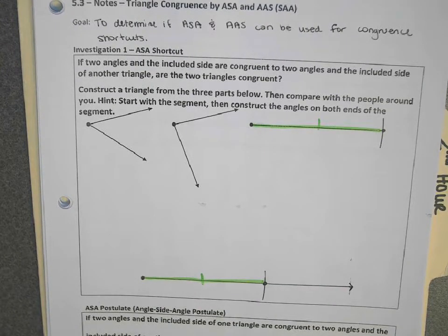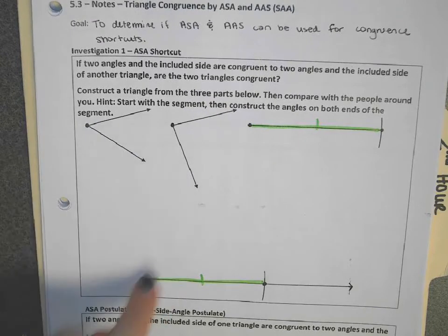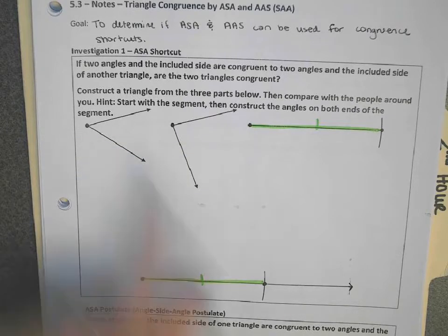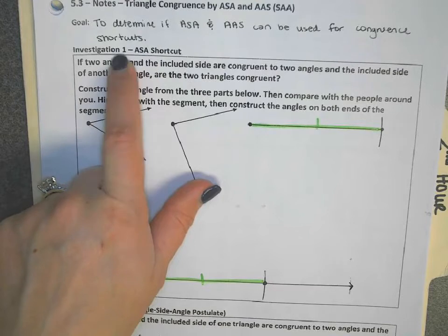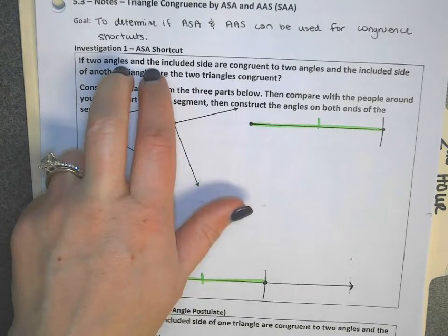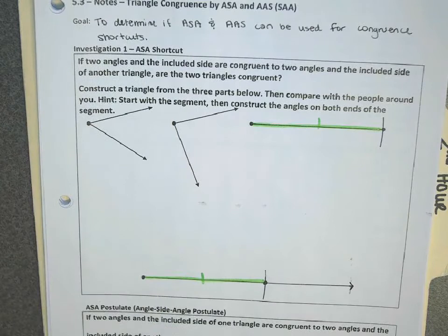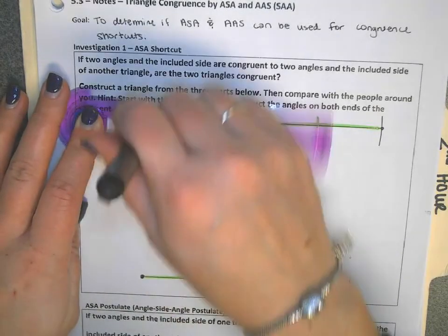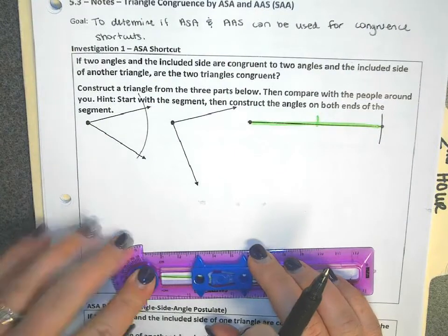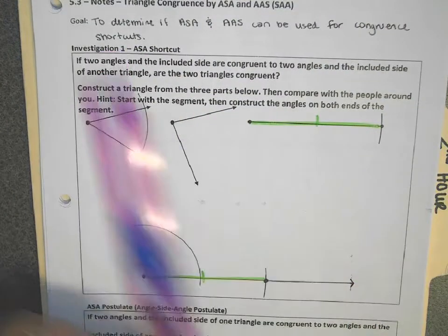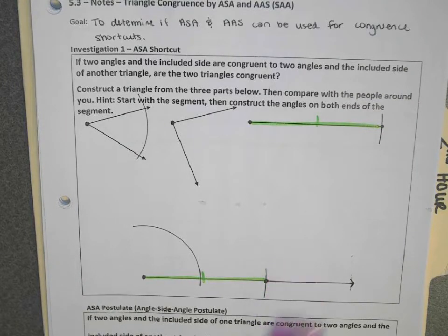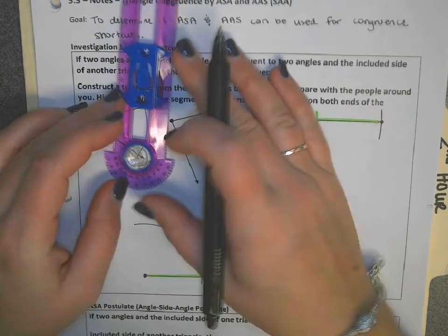Now the next thing that I'm going to do is copy an angle on one side of my segment and an angle on the other side of my segment, because I know that the side has to be touching both angles. The angles have to be on both ends of that side. Are you with me? So when I go to construct this, I'm going to copy this angle, just like we did the other day.